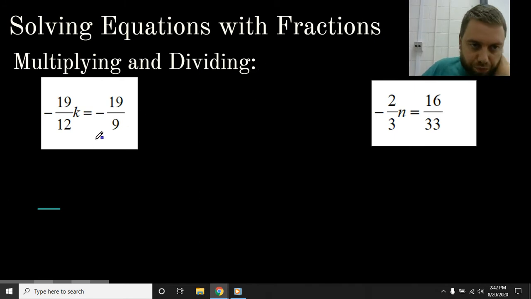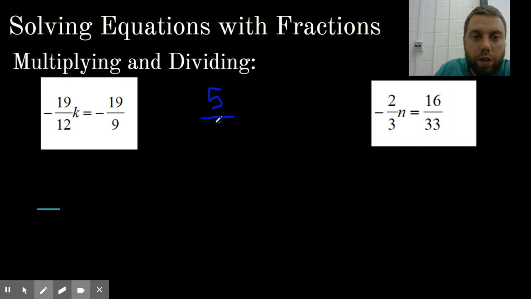Now, there are a lot of ways to handle this. I'm going to show you what I think is the simplest way. First, we need to start off with an example. I'm going to make up a fraction, 5 over 7, okay? Now, in order to make this fraction equal to 1, I'm going to multiply by 7 over 5. We call this the reciprocal. It just means that you flip the fraction.